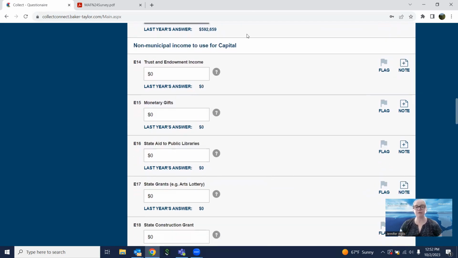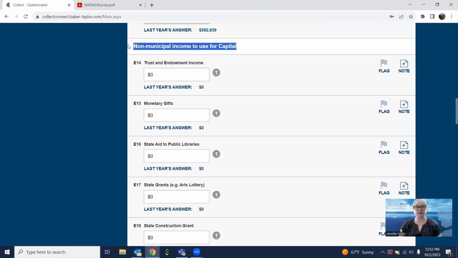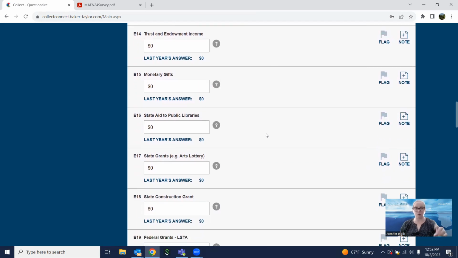Now we're into the capital expense income, and this is the same categories. So do you have trust and endowment income for capital expenses? Did somebody set up a trust fund for a genealogy room, something like that? And then you would do, is it just the interest you can spend? Is there an income amount? So it's the same qualifications, but just for capital use only.